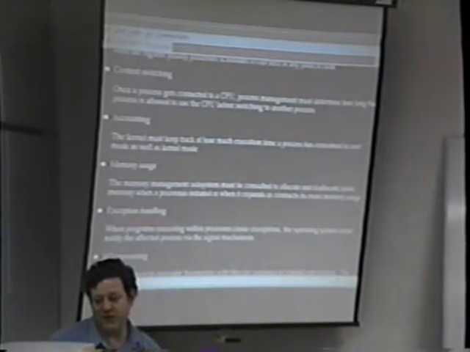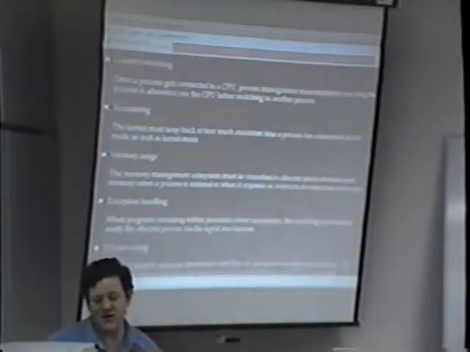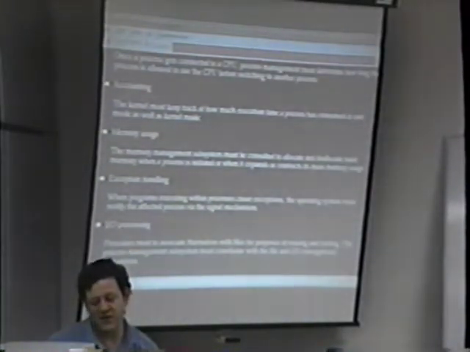We've got to track a little bit about the memory usage and consult the memory subsystem to allocate and deallocate main memory when needed. Exception handling, how to handle, for example, divides by zeros or addresses that are outside your allowable address range. And there's going to be a little bit about I/O processing.